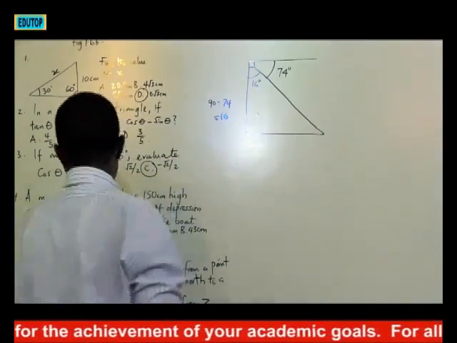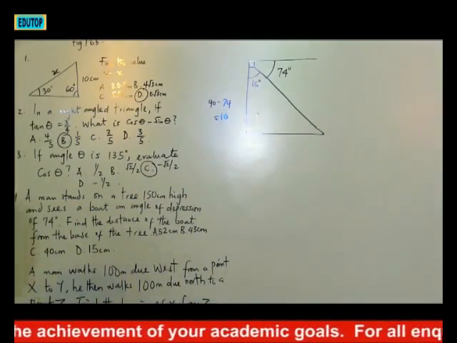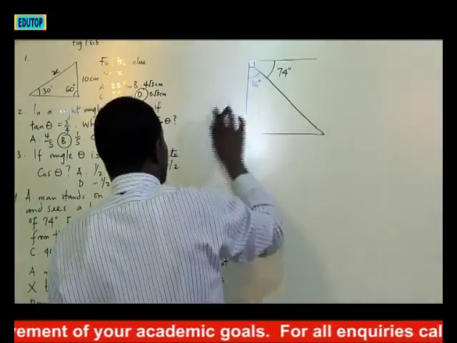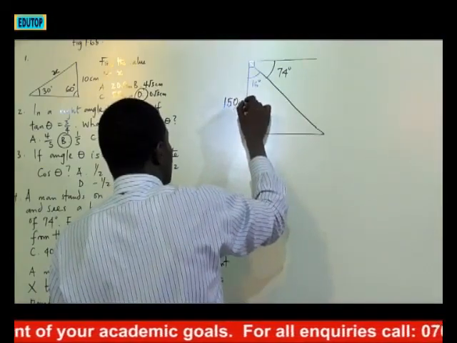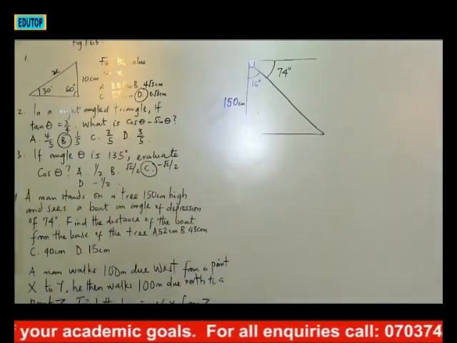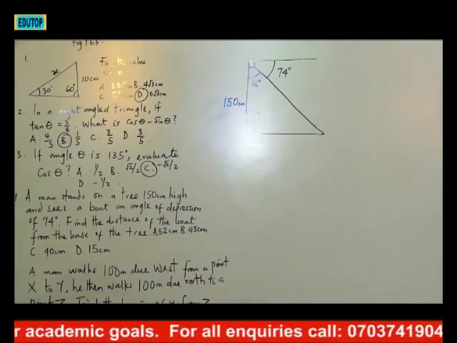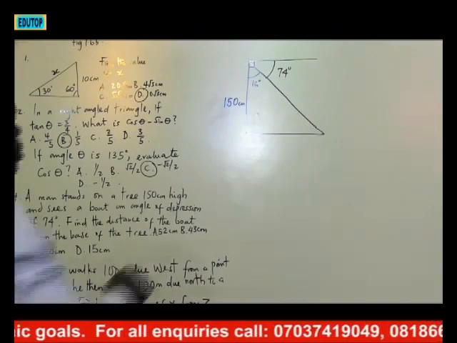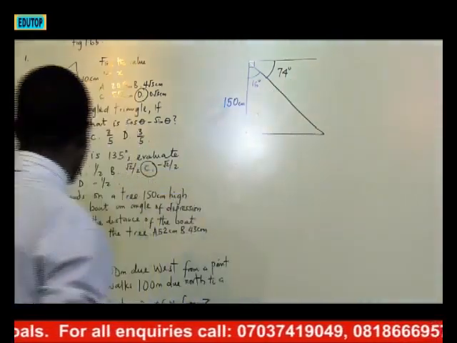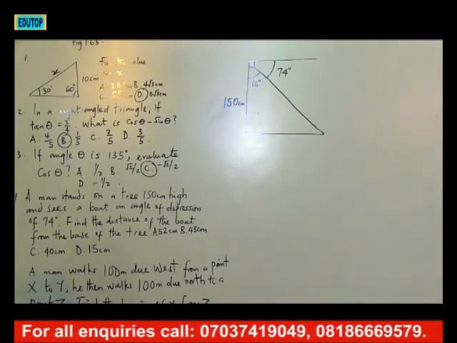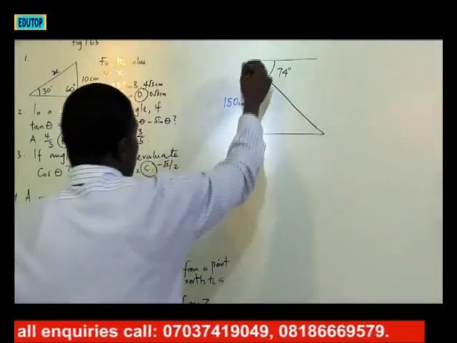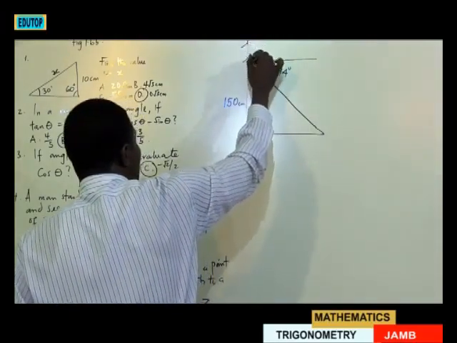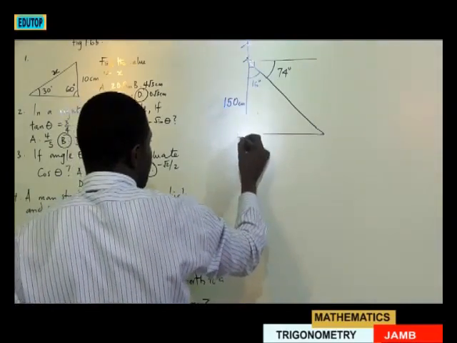Meanwhile, the question says a man stands on a tree 150 centimeter high. So he's standing on a tree here, which means the height of this is 150 centimeter, and he sees a boat at an angle of depression of 74 degrees, which has been shown in the diagram. Find the distance of the boat from the base of the tree. This is the top of the tree where the man is standing. This is the base of the tree.